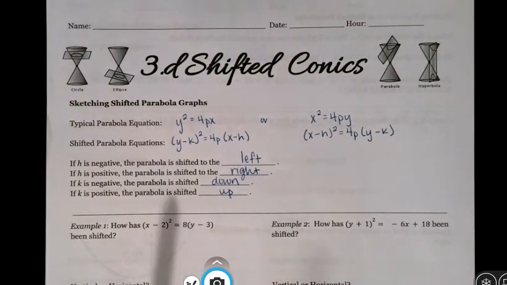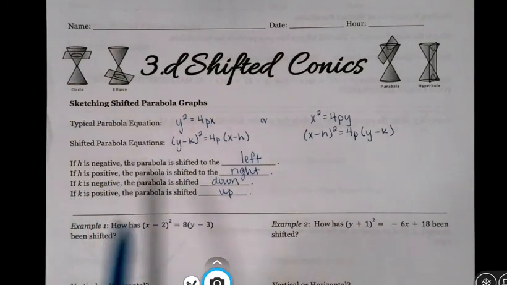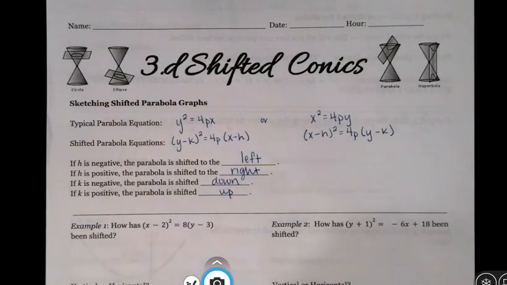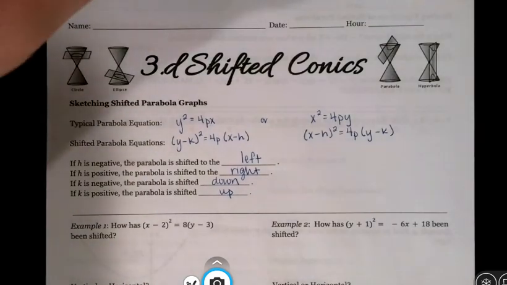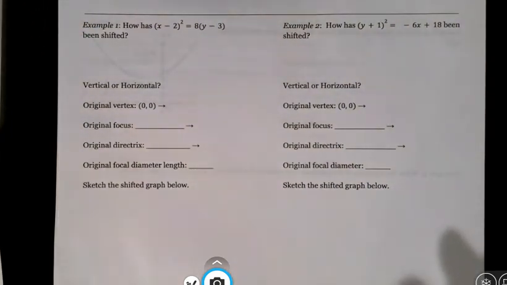A big thing about noticing if it's going to be negative or positive, it's actually going to look like the opposite when it's in the equation, because if my k value is positive, it's going to look like it's subtracting. So it's going to look negative, but we know it's actually the opposite. Very similar to when we did transformations. I'm going to scoot this up a little bit, and we're going to go through these examples.